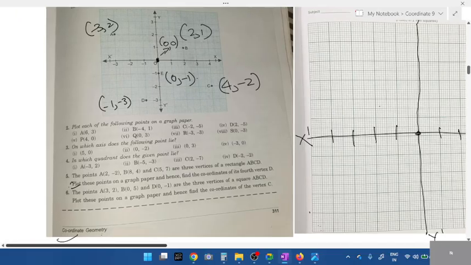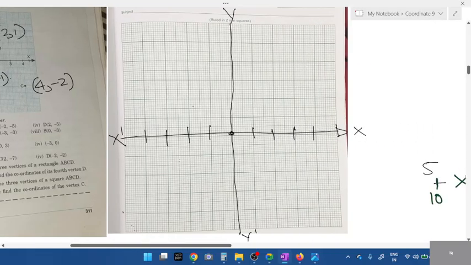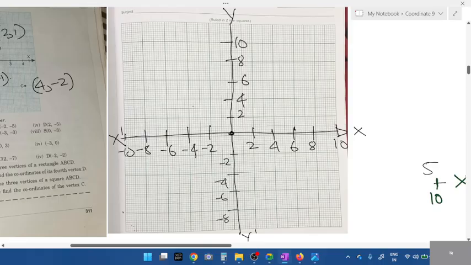Very good. See here, 6 comma 3 is given. On the x-axis, there is 6. We need 6, students. So you can't take 1, 2, 3, 4. What do you have to take? 2, 4, 6, 8, 10. Minus 2, minus 4, minus 6, minus 8, and minus 10. Same on the other axis: 2, 4, 6, 8, 10, minus 2, minus 4, minus 6, minus 8, and minus 10.